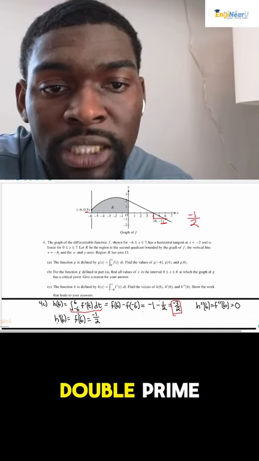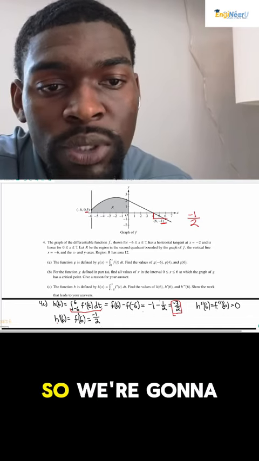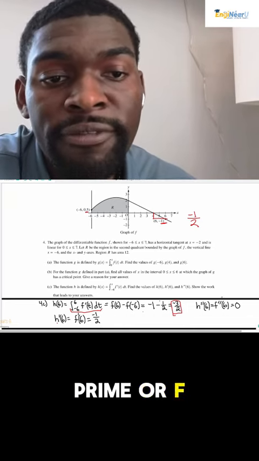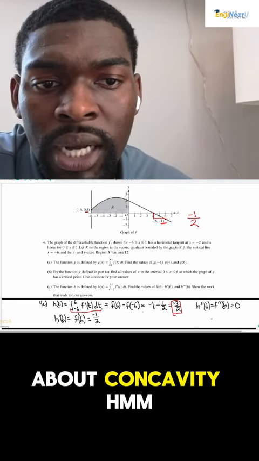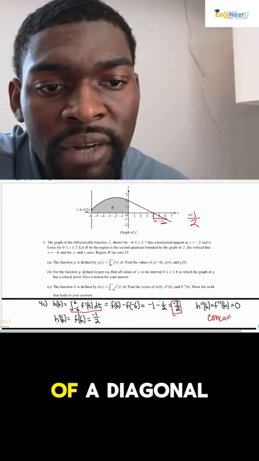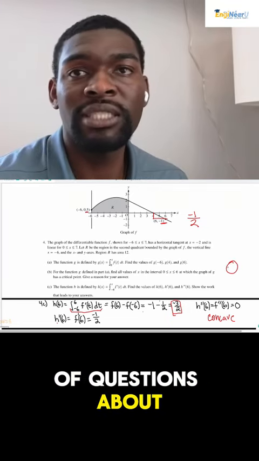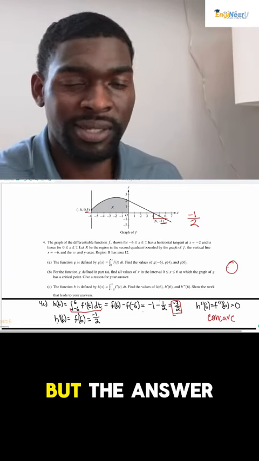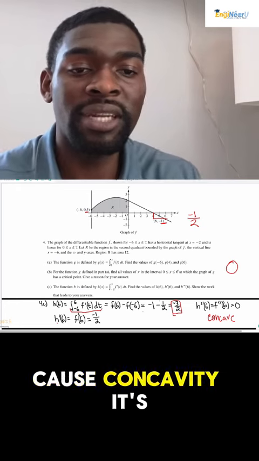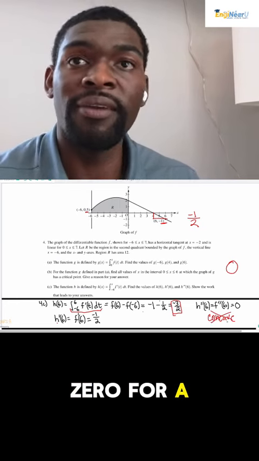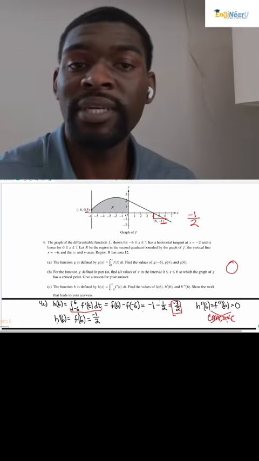All right, and now for h double prime, we need to take the derivative of the last one. So we're going to do h double prime, or f double prime of 6. So now we're thinking about concavity. What's the concavity of a diagonal line? Everybody say the answer, 0. This one was a little tricky. I had a lot of questions about this one from my students in my program, but the answer for that one would be 0, because concavity is 0 for a horizontal or diagonal line. All right, see you in the next one.